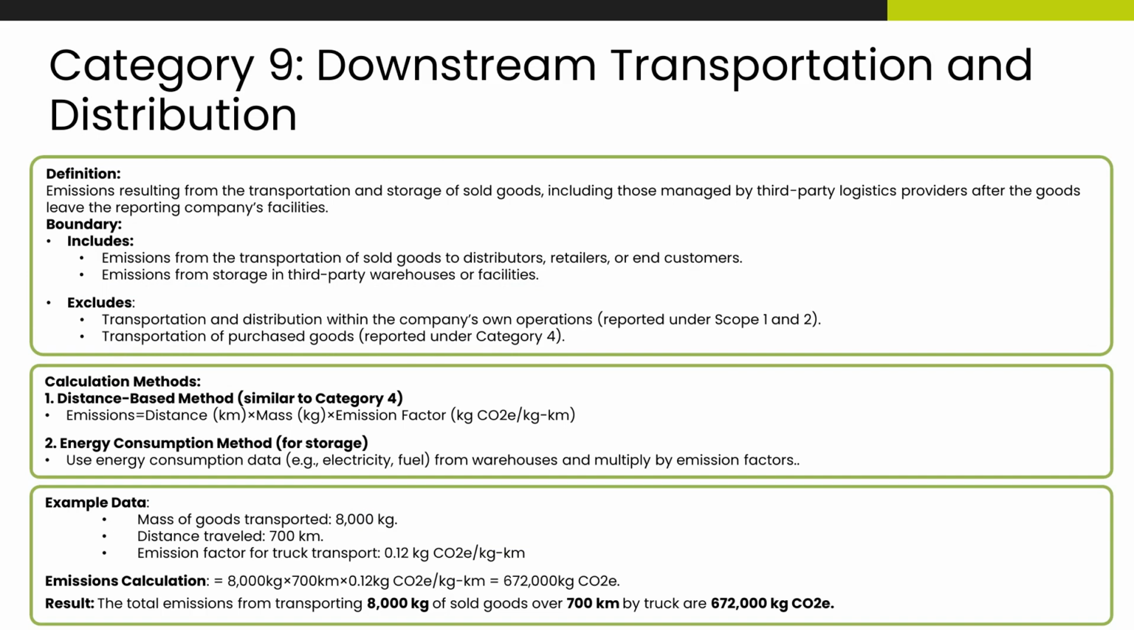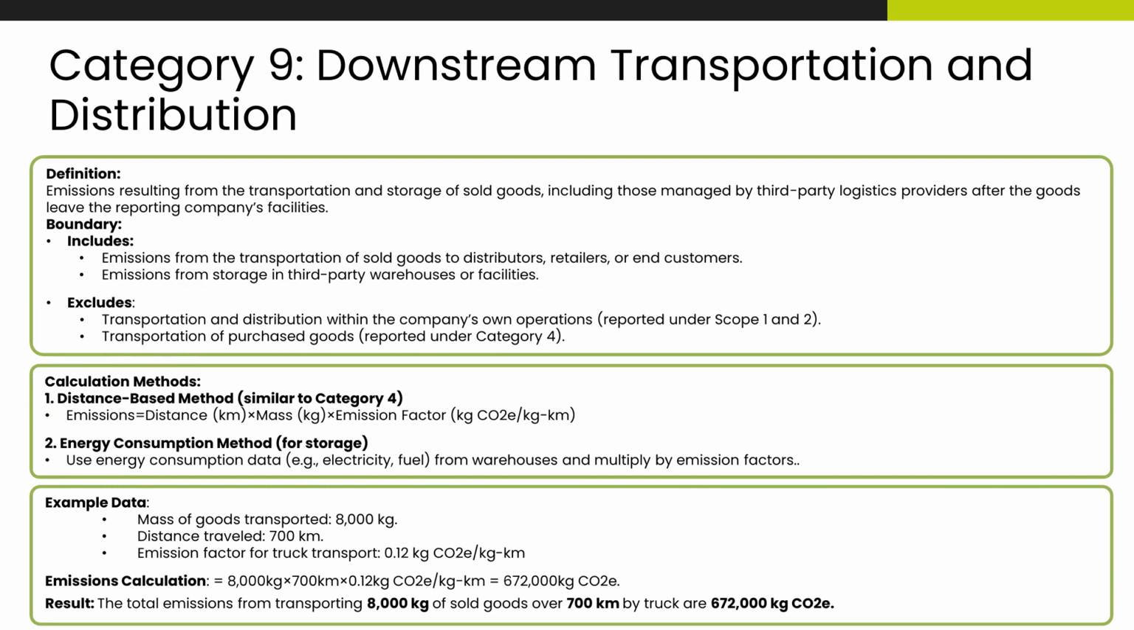In Category 9, downstream transportation and distribution, we address emissions from transporting and storing sold goods. It covers emissions managed by third-party logistics after the goods leave the company's facilities. The boundary includes transportation to distributors, retailers, or end customers, and storage emissions.